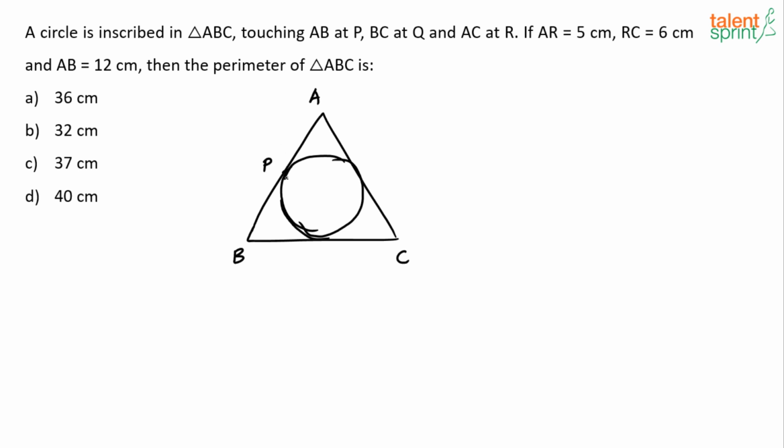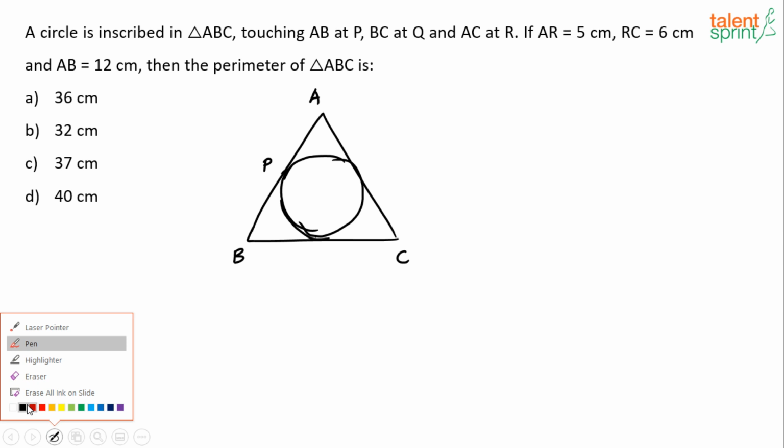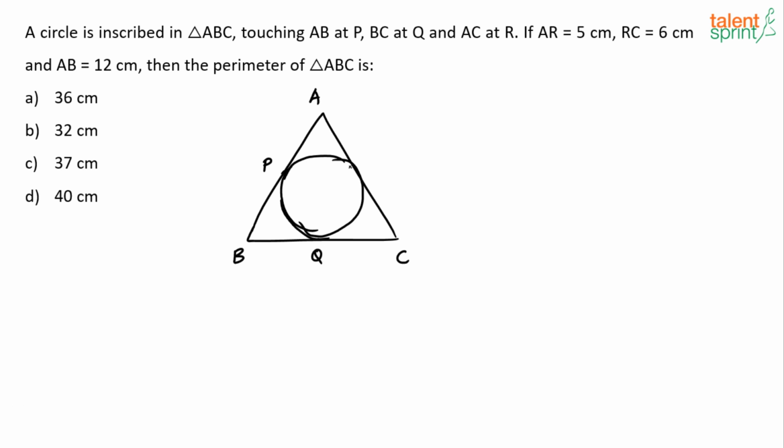So this point is P. It touches BC at Q, and it touches AC at R. So these are the touch points, P, Q, R. Now AR is 5, RC is 6, and AB is 12. This whole length AB is 12. So this is 5, RC is 6, this is 12. Then what is the perimeter of the triangle ABC?